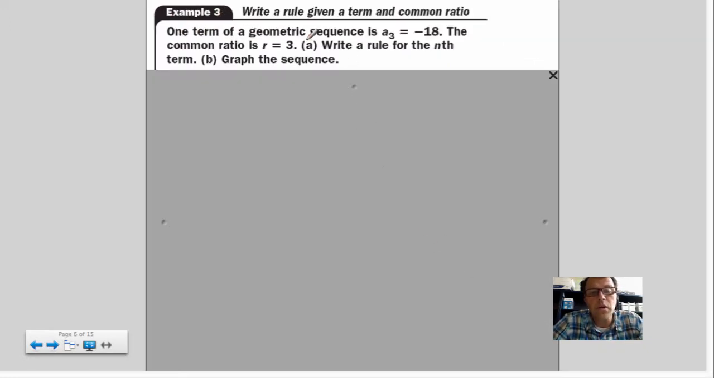All right, here's another example. They give you one term of a geometric sequence. They give you the third term, a sub 3, and they say it's -18.